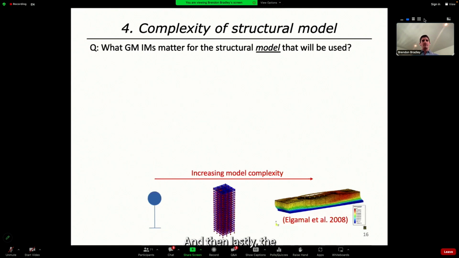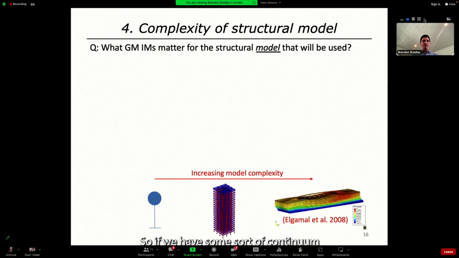And then lastly, the aspect on complexity of structural models. What ground motion intensity measures matter for the structural model that would be used? Again, emphasizing that it is very typical in engineering practice that even though the structural response of common multi-story commercial buildings is actually quite complicated, the models used in consulting practice can often be relatively simple, and therefore that does result in some desensitivity to the true features of the ground motion that matter.